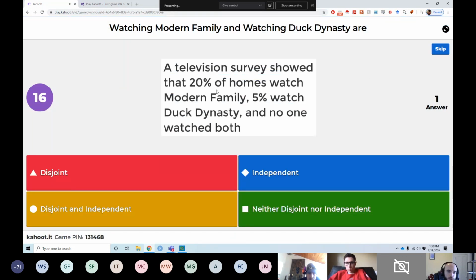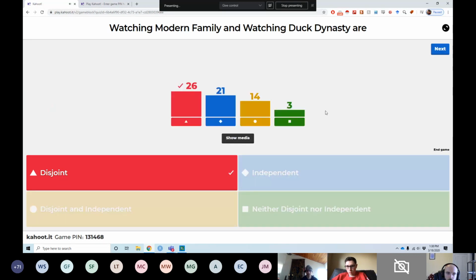So 20% of homes watch Modern Family, 5% watch Duck Dynasty, and no one watches both. So watching Modern Family and watching Duck Dynasty then would be what? Sorry about the timers on this one. The first time I did this, I put way too much time, and I think this time I didn't put enough time. So I'm still trying to figure out the balancing on the timers.